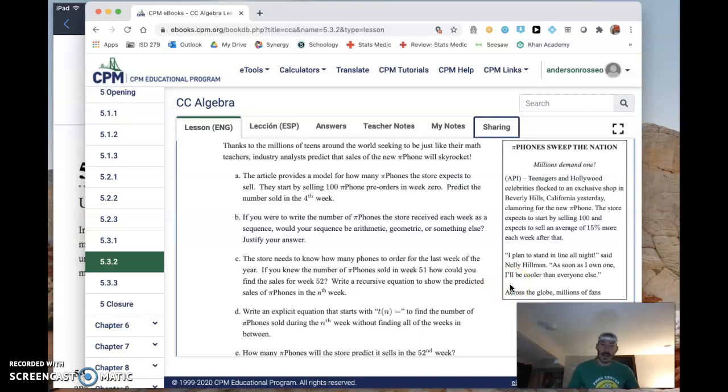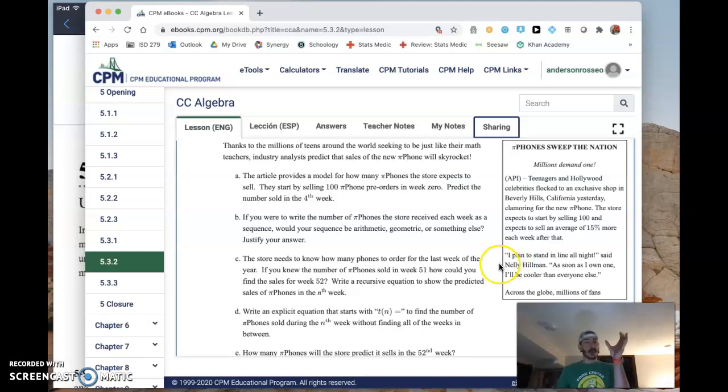And it says, "Pi phones sweeping the nation. Millions demand one. Teenagers and Hollywood celebrities flocked to an exclusive shop in Beverly Hills, California yesterday, clamoring for the new Pi phone. The store expects to start by selling 100 and expects to sell an average of 15% more each week after that. I plan to stand in line all night," said Nellie Hillman. "As soon as I own one, I'll be cooler than everyone else. Across the globe, millions of fans," and the article's cut off, right?